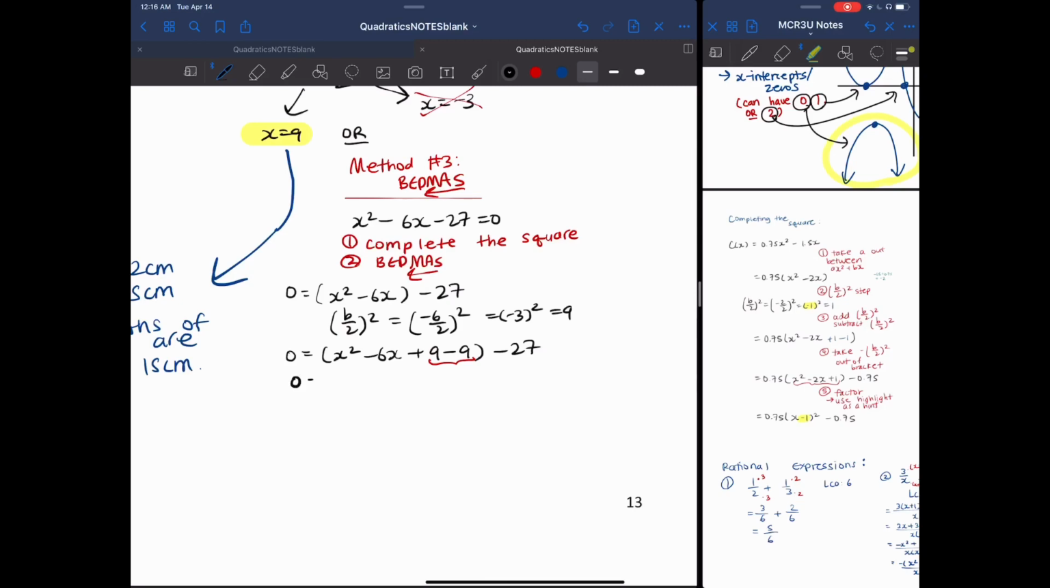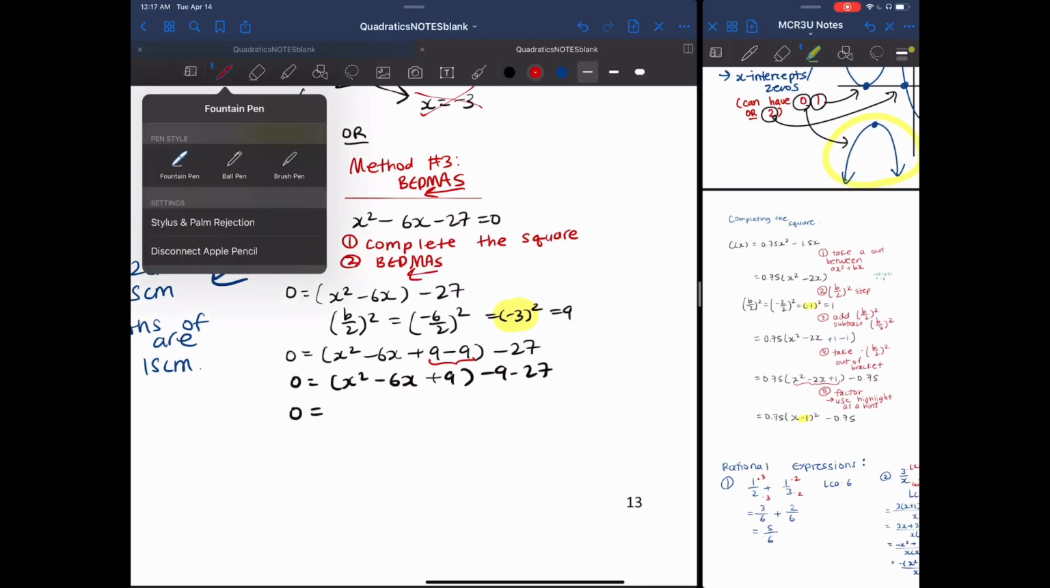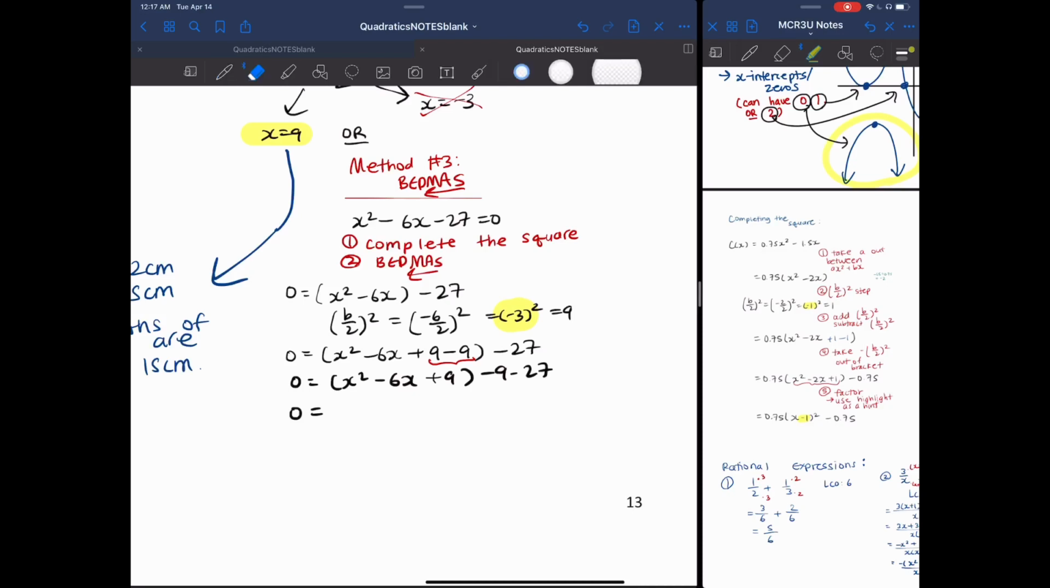According to my steps, I need to take out the -9, and so I will. 0 is equal to. All right, remember that I've said previously that this right here, the b over 2, ends up helping us when we're trying to factor. Meaning, as my next step, when I'm trying to factor this part, the two numbers that multiply to +9 and add to -6 is -3, just like the yellow highlight. And so I get 0 is equal to x minus 3 squared, and then minus 36.